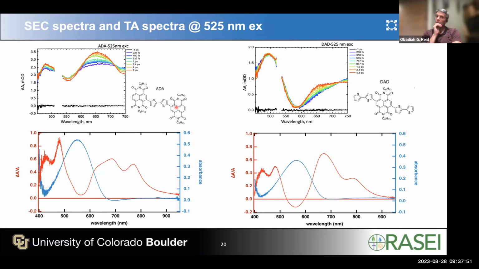Yeah, I think right now my main conclusion from this is that the excited state is probably significantly mixed, right? It's not as simple as just donor plus acceptor minus. Yep.